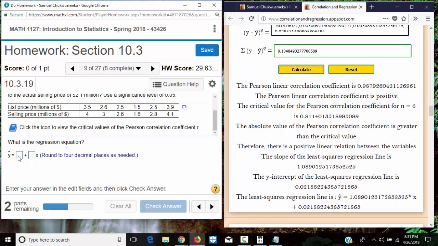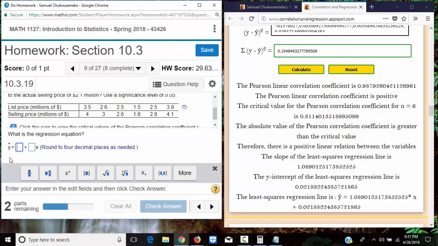So the y-intercept of the regression line is, to 4 decimal places as needed, as you can see it here. Right here, y-intercept. So y-intercept is 0.0219. And the slope is 1.0890, or you just put 1.089, it doesn't matter.